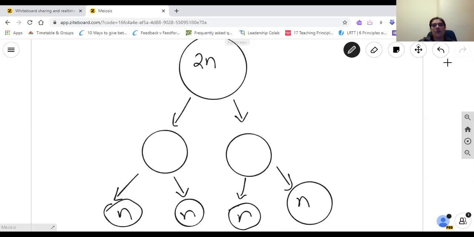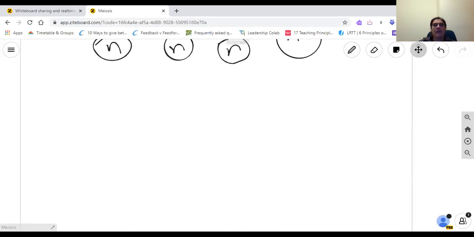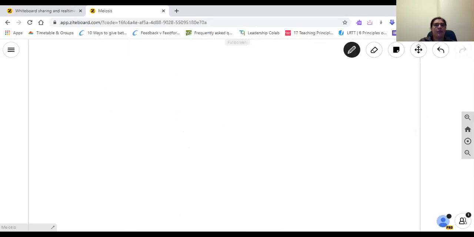So we're obviously going to have to look at what's happening in both stages, which we call Meiosis One and Meiosis Two, and how we introduce genetic variation to ensure that they are all different. So if we go back and start thinking just about prophase, and we're calling it Prophase One because it's the prophase that belongs to the first stage, the first meiotic division.